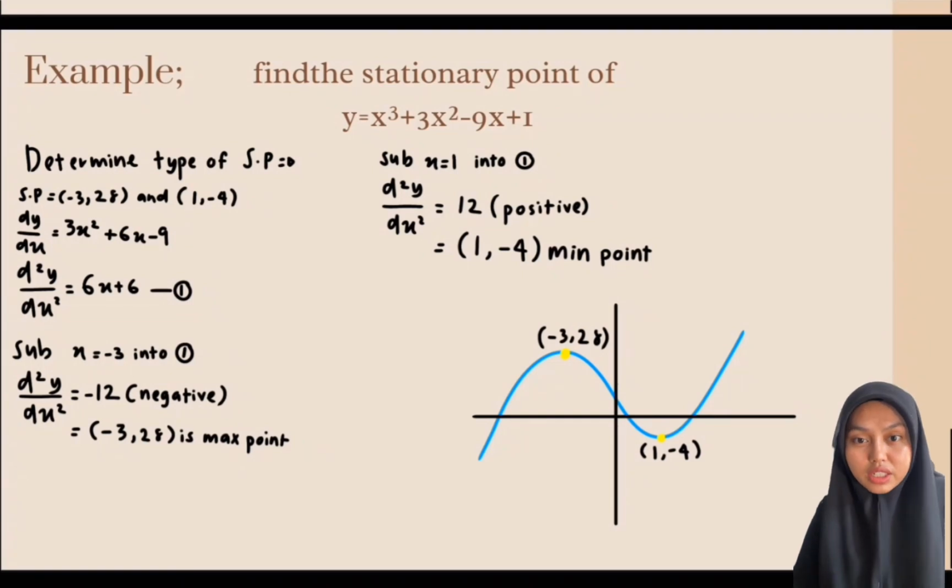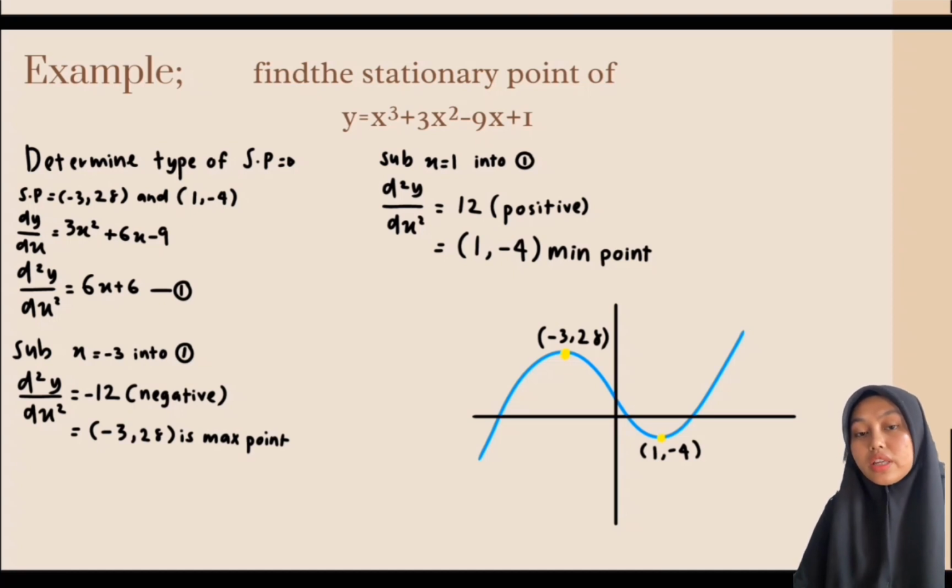After we get the values of the stationary points, we need to determine the type of stationary point, either maximum point or minimum point. Like before, we have stationary points (negative 3, 28) and (1, negative 4). Now, dy/dx is equal to 3x squared plus 6x minus 9. We need to use the second derivative, that is d squared y over dx squared, and we get 6x plus 6.